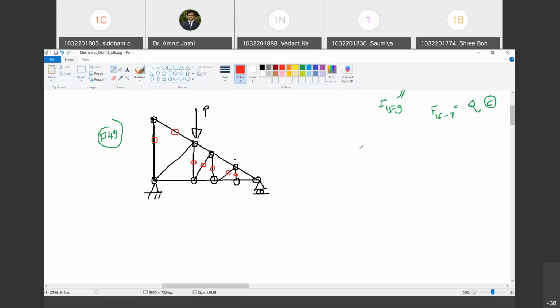So, let me ask you the question. What happens if you remove these 0 force members? Is it possible? Should we remove them? So look at point number 1. This P may be due to wind load. Are you with me?